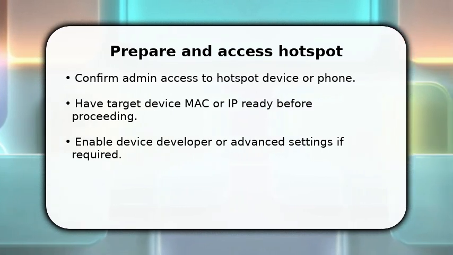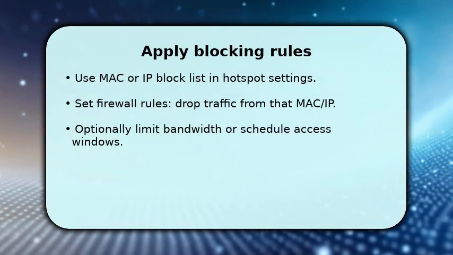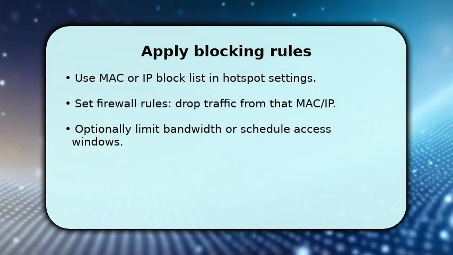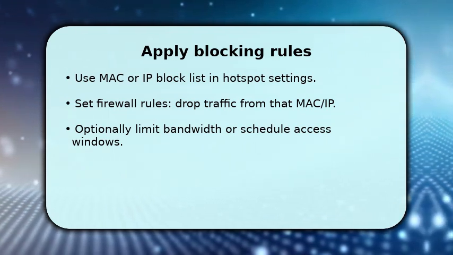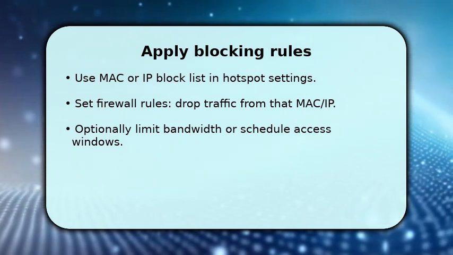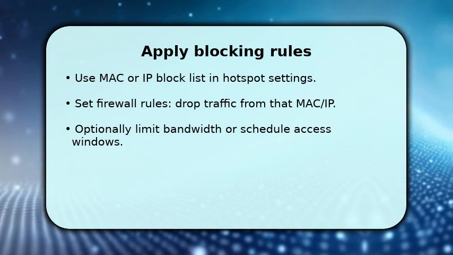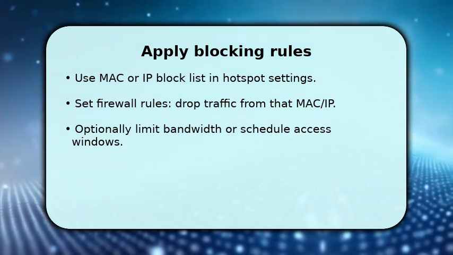With identifiers recorded, add the device to the Hotspot's blacklist or access control list. Enter the MAC address exactly. If your interface supports firewall rules, create a rule to drop or reject traffic from that MAC or IP. Place it above Allow rules so it takes effect immediately. Once done, save and apply settings. The device should lose connectivity.